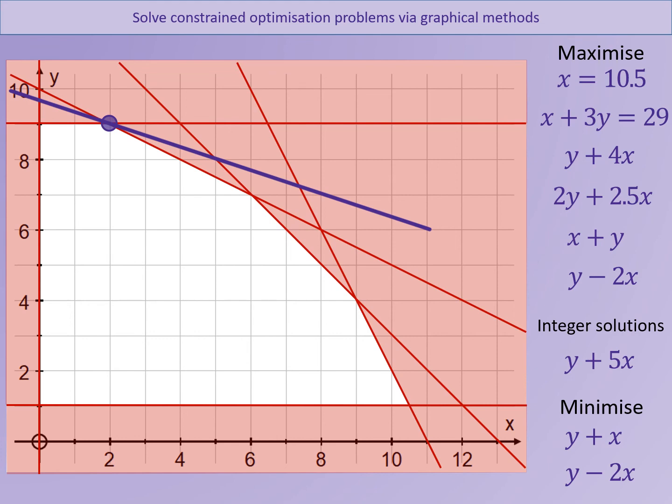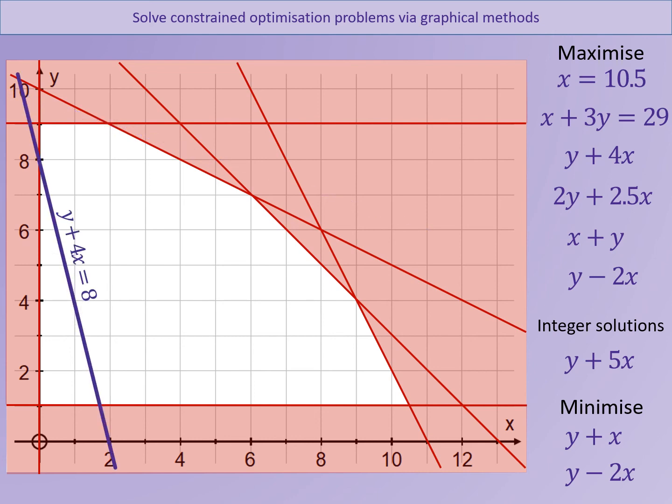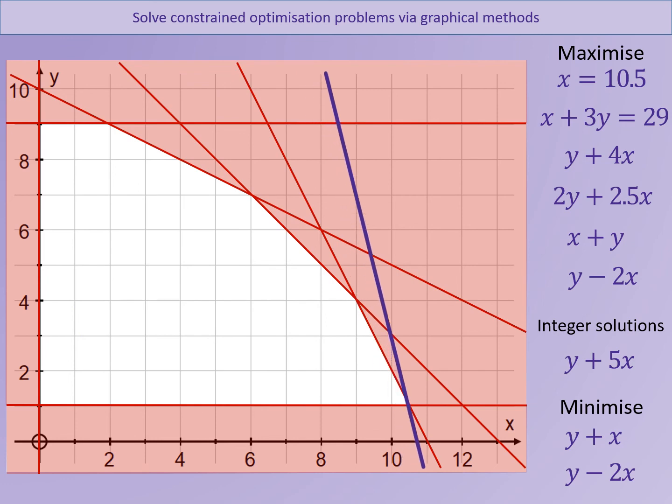For the third one, we're going to draw p equals y plus 4x. We've arbitrarily chosen p to be 8 in order to get the gradient correct, so y plus 4x equals 8. We then need to raise the line as high as possible, and we can see that the point there, x is 10.5, y is 1, giving us a maximum solution of 43 for p.